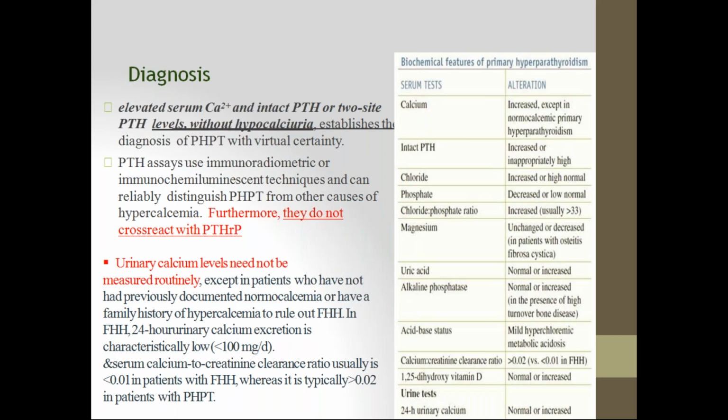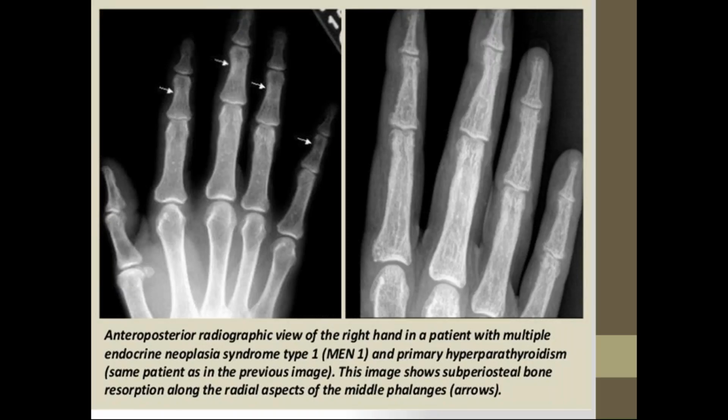The calcium to creatinine clearance ratio is greater than 0.02, whereas in familial hypocalciuric hypercalcemia it is less than 0.01. 1,25 dihydroxy vitamin D is normal to increased.